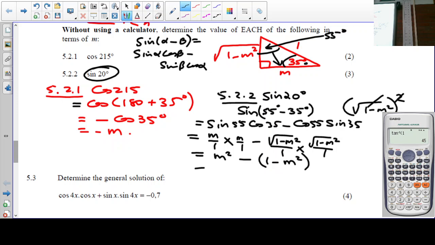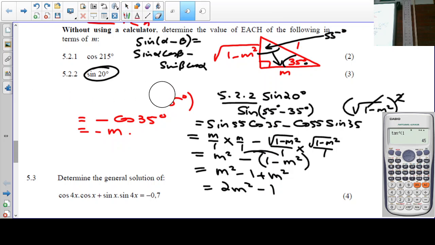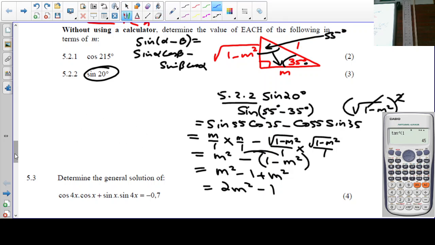So what happens now? We can multiply this in, which will give us m squared minus 1 plus m squared, which is 2m squared minus 1. Okay? Okay, what just came to mind was another way now. I'll do it this way as well, just to give you a feel of a different way of doing it. Might look a little bit long, but it reminds me of the cos double angle.